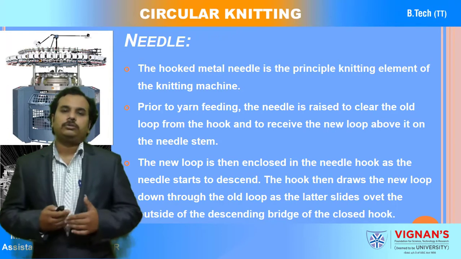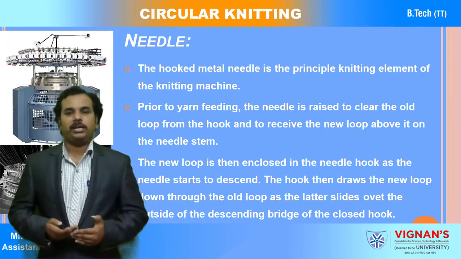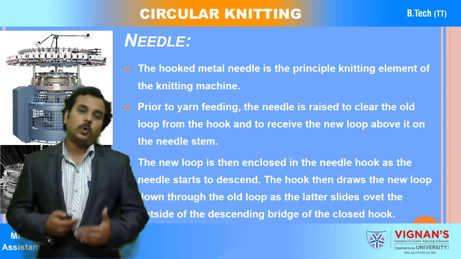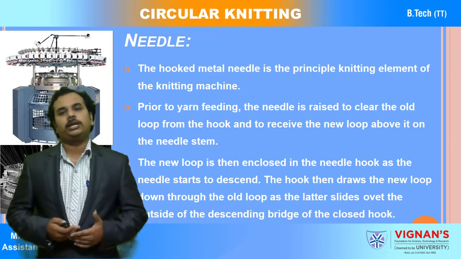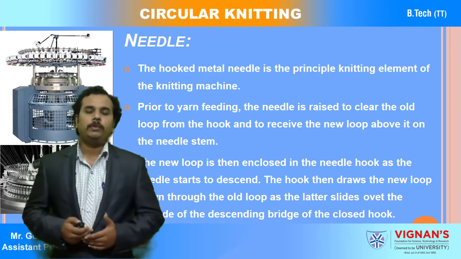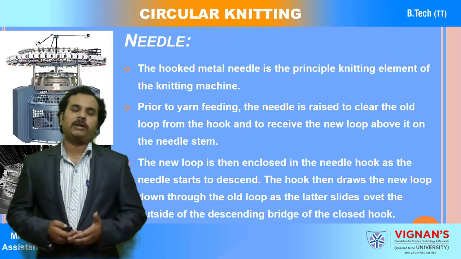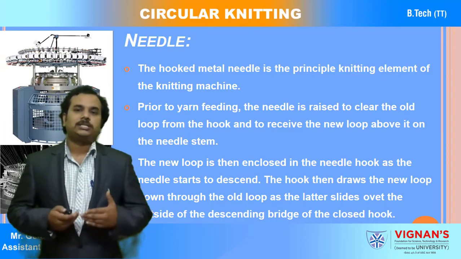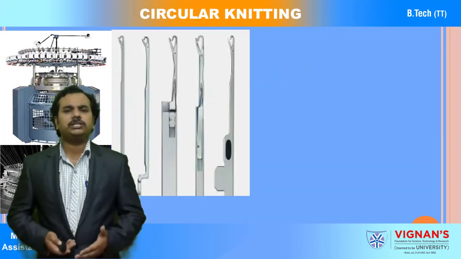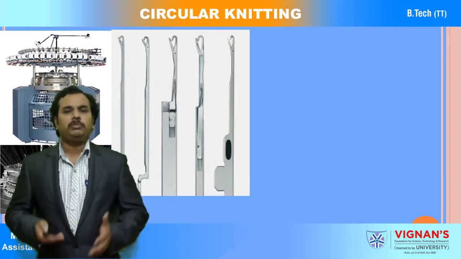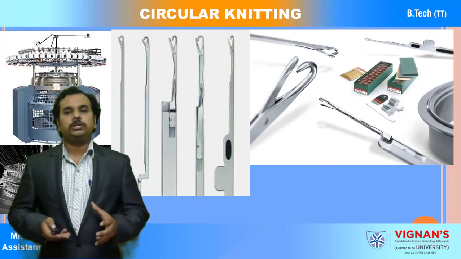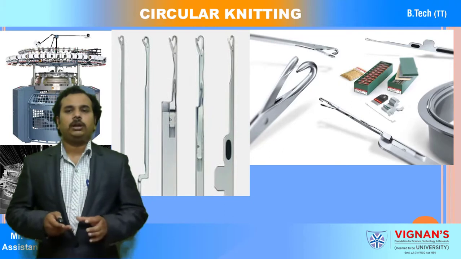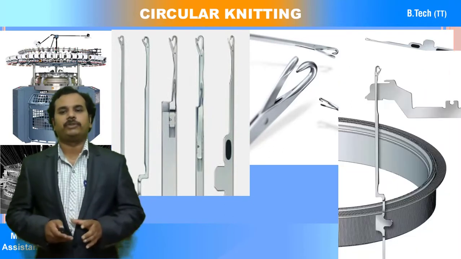This latch needle is a self-acting needle. We call it self-acting because the latch closes automatically with the help of the old loop; opening and closing can be done with the help of the old loop. Next we can see images of the latch needle, how the hook part and the latch parts are present, and where the butt is. You can observe the butt positions of the needle.